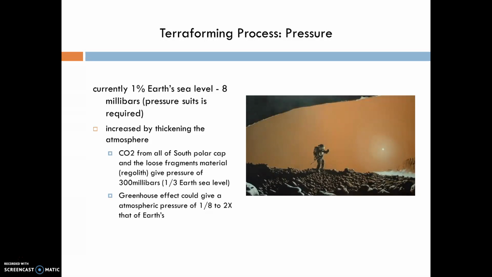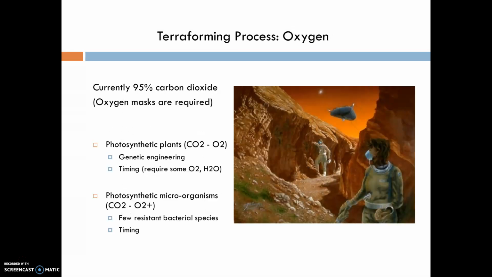as well as the loose fragment materials, otherwise known as regolith, will give a pressure of, let's say, 300 millibars, 1/3 of Earth's sea level. And the greenhouse effects will considerably help in getting that pressure of, let's say, 1/8 to twice that of Earth's. The next step would be getting oxygen.